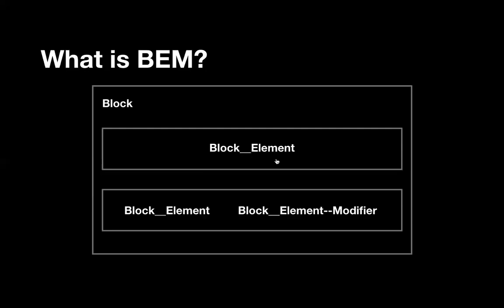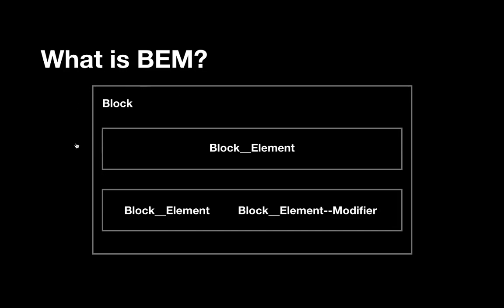So putting this into BEM syntax, we have block underscore element. And then if you have a modified element, you would need 2 classes. You would need the block underscore element, and then you would have block underscore element dash dash modifier. So if you were to add a red border to the header, you would have block, and then you would have block dash dash the modifier.